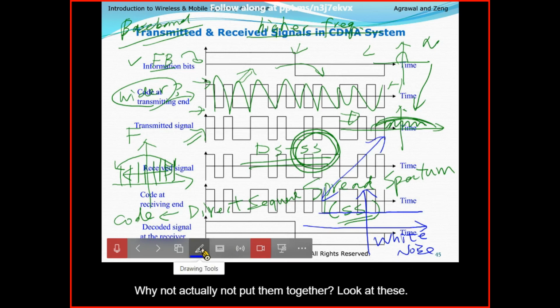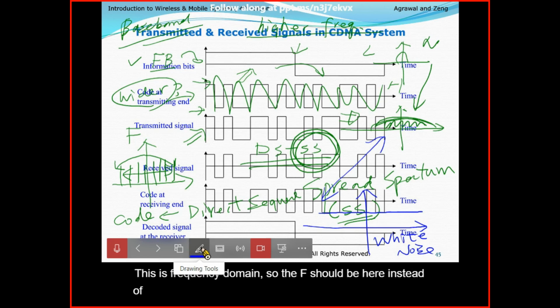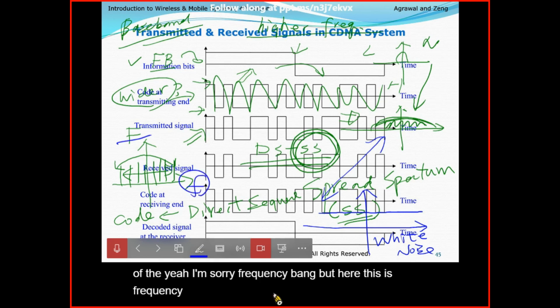This is frequency domain, so the F should be here instead of there. Yeah, sorry. Frequency band, but here this is frequency. Yeah, right. So he said frequency here. That's correct.